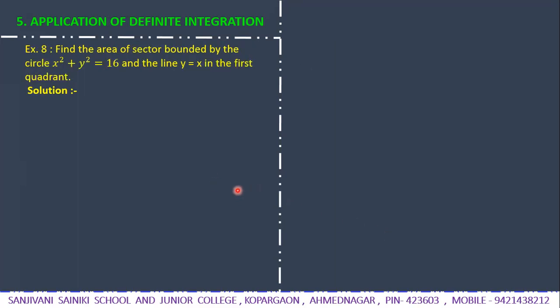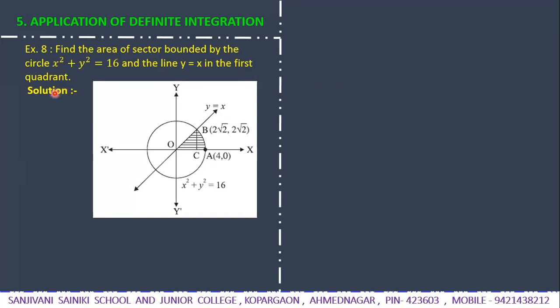Now the eighth example is: find the area of the sector bounded by the circle x square plus y square is equal to 16 and the line y is equal to x in the first quadrant. First of all, you have to draw the proper figure. As it is x square plus y square is equal to 16, it is a standard circle. The center is at the origin and the radius is 4. So let's draw that circle. Then this is the line y is equal to x. Now the line y is equal to x bisects the coordinate axes.